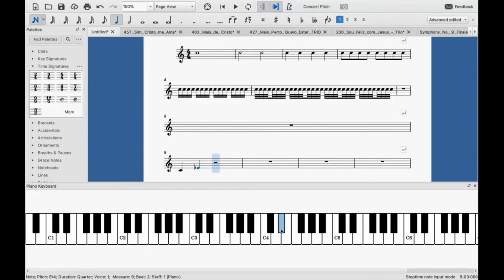Okay, or it's also E flat. Let me count this E sharp. Okay, so we have C and D sharp. So what would be the interval between these two notes?